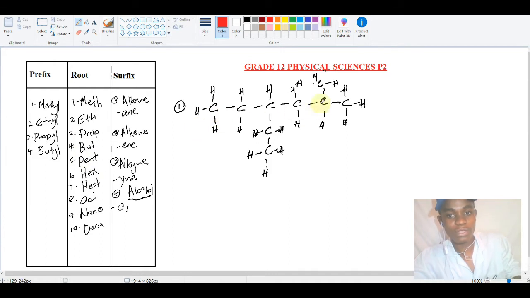We are trying to name this compound, right? Remember what I said yesterday, that organic compounds are composed of a prefix, root, and a suffix. Together you are able to get the name, right? So if you want the name of this big compound here, the first thing that we need to do is to identify the longest chain of carbons, right? So let's count to identify the longest chain.